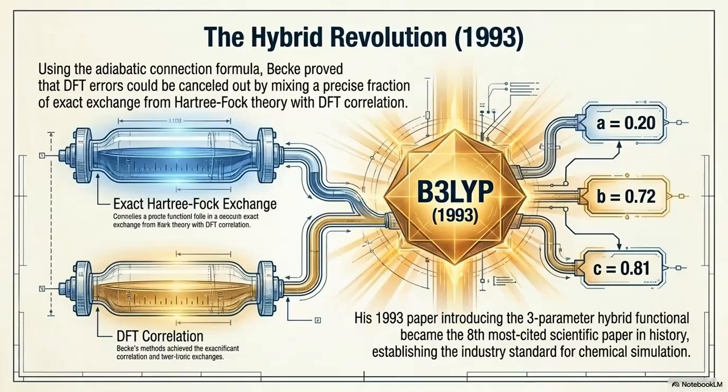As shown in this mechanical visualization, the careful calibration of parameters 0.20, 0.72, and 0.81 yielded a tool of such immense utility that it became the 8th most cited scientific paper in history. This wasn't just a formula, it was the birth of the industry standard for chemical simulation, forever changing how we predict the behavior of matter.